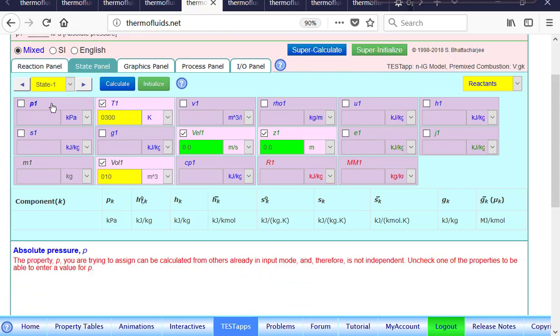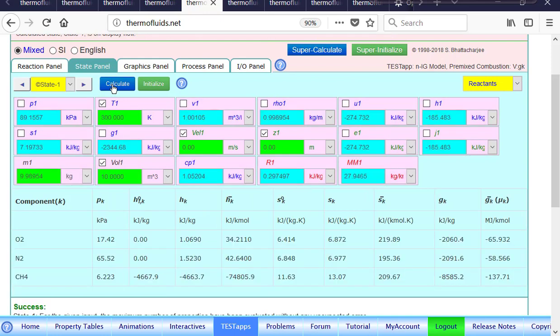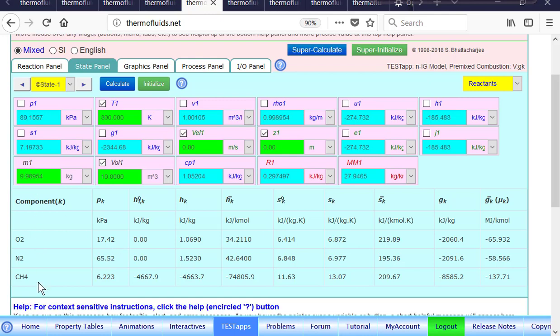If I try to click here, notice I cannot. Absolute pressure cannot be added. So once we do calculate, we find that the tank must be at 69 kPa because there's only this much amount of reactants there. Okay, so we have fuel and air, and the composition is shown here. Oxygen, nitrogen, and methane, and their properties are tabulated and shown.